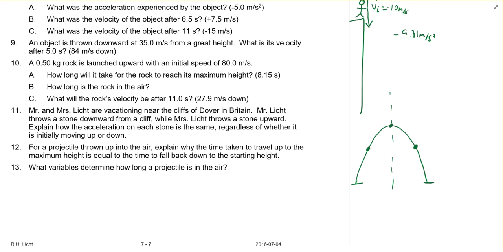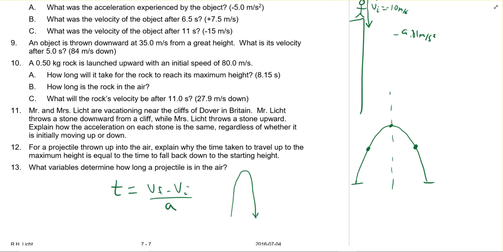And then the last question here says, what variables determine how long a projectile is in the air? What you should do for this one is look at the formula to see. Time is equal to VF minus VI over acceleration for our object that goes up and then back down again. So you can see that time is going to depend on VF, VI, and A. That's what it depends on.